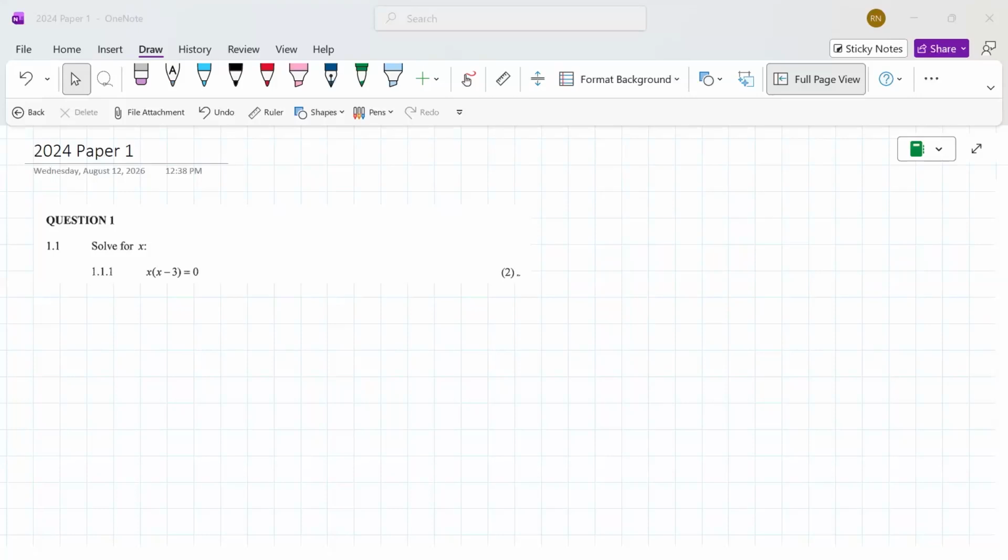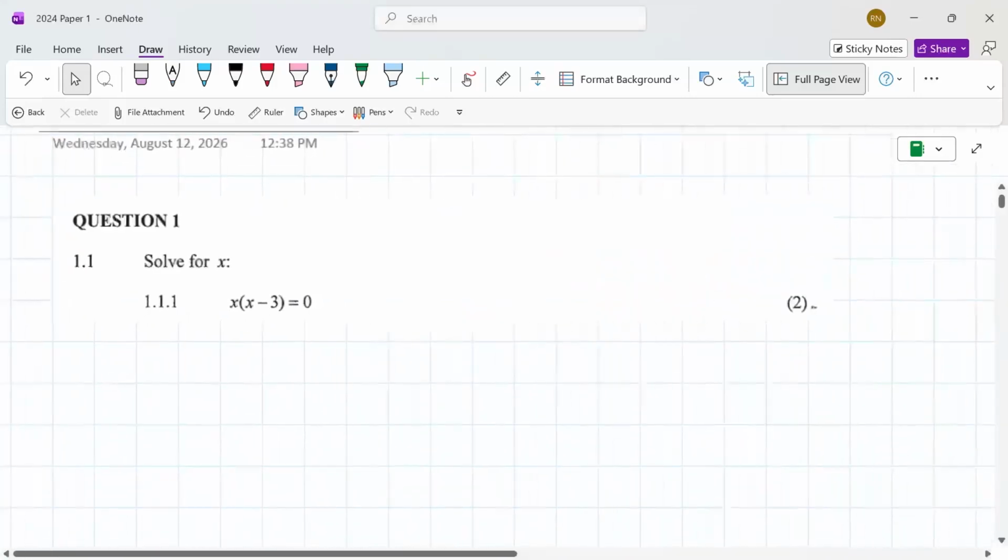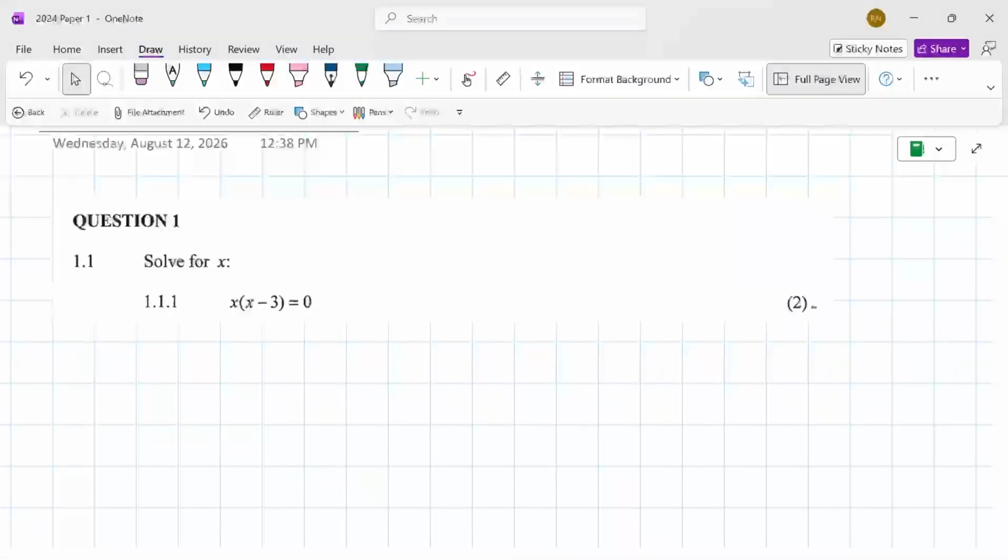Usually in your paper ones, the first thing that you're going to see is going to be algebra, and it's going to be very basic algebra questions, and then they'll get harder and harder as you go down the question. Okay, I see a lot of responses, which is very good.